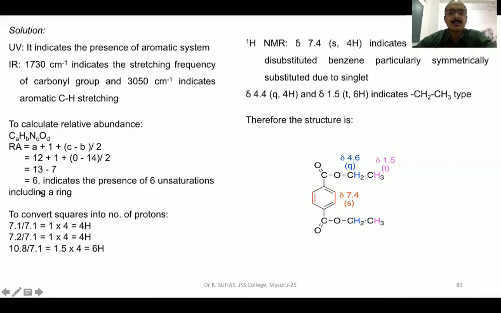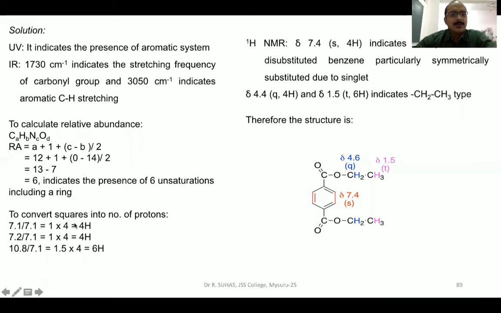So there are totally 6 unsaturations. Among the 6 unsaturations, 4 will go to the benzene ring, because a ring is also considered as one unsaturation. Benzene ring has 3 double bonds, so 3 plus 1 ring is 4. 4 unsaturations are used, and we have to assign 2 more unsaturations at a later stage.